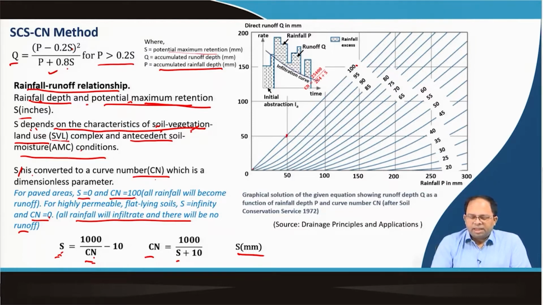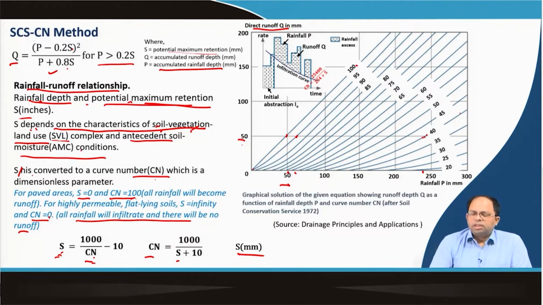For a value of 100, for paved area, everything becomes runoff. So, for 50 millimeters of rainfall, the direct runoff is also 50 millimeters. But for a CN curve of 95, for a value of 55, the runoff is still 50. For a curve number of 40, to generate 50 mm of runoff, the rainfall is around 240 millimeters. So, that is how the relationships, the curves, are developed.